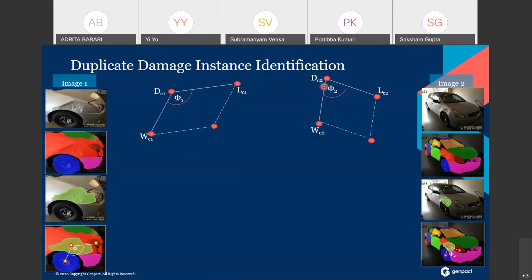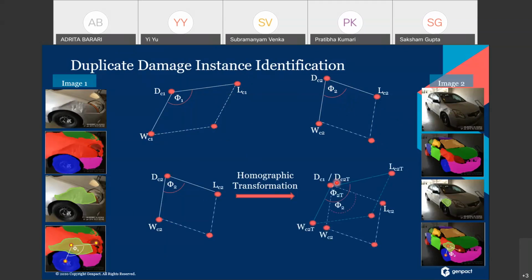Now, these two are very different planes, so this angular comparison is not an apples to apples comparison. So what can we do to make these planes the same, so that we can have a very good comparison? We take this image and try to transform it to this plane through homographic transformation. We do a homographic transformation and we get a homographic matrix, and we use that matrix on image 2 to transform the entire image to that plane. Once we have done that, we again find the damage centroids, the lamp centroids, and the wheel centroids.